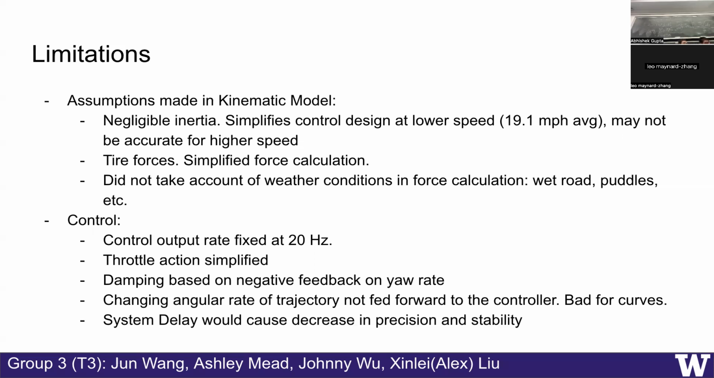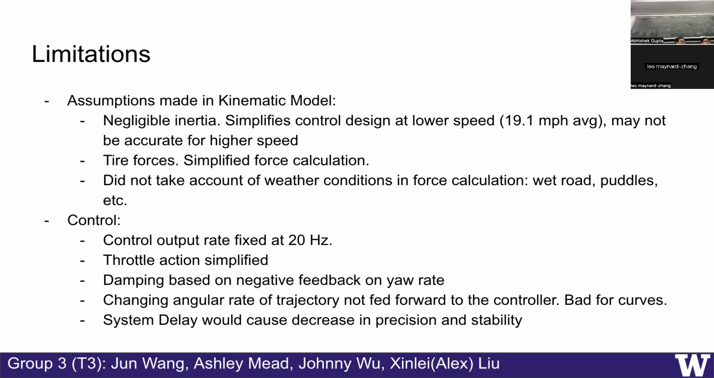For example, in the first test they did, when there were puddles, the cross-track error is significantly higher because they didn't really take account of how much sliding there was. In terms of the control, the control output rate is fixed and slightly lower than what we would expect now. And the throttle action was also simplified. They said in the paper that it was an acceptable simplification, although they didn't really talk about why it's acceptable or what experiment they did with that. But they did say that it was simplified.